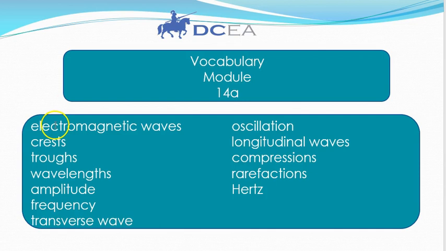The vocabulary we'll be covering in this video is electromagnetic waves, crests, troughs, wavelengths, amplitude, frequency, transverse waves, oscillation, longitudinal waves, compressions, rarefactions, and hertz.